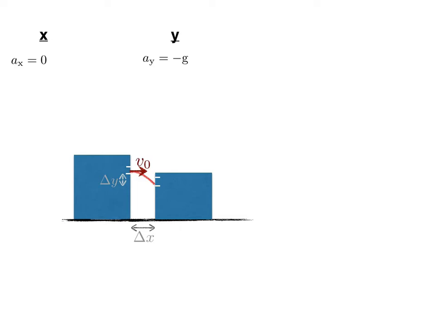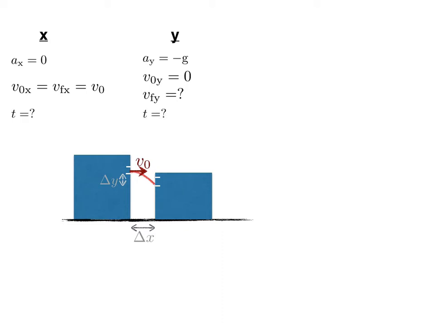Now, by calling the acceleration in the y direction negative, I've made a decision that in this world, down is negative and up is positive. And it's important to remain consistent with those decisions throughout calculations. The horizontal velocity is not changing, so v0x is equal to vfx is equal to v0. Meanwhile, for a projectile launched horizontally, the initial velocity in the y direction is 0, and I don't know what the final vertical velocity is.